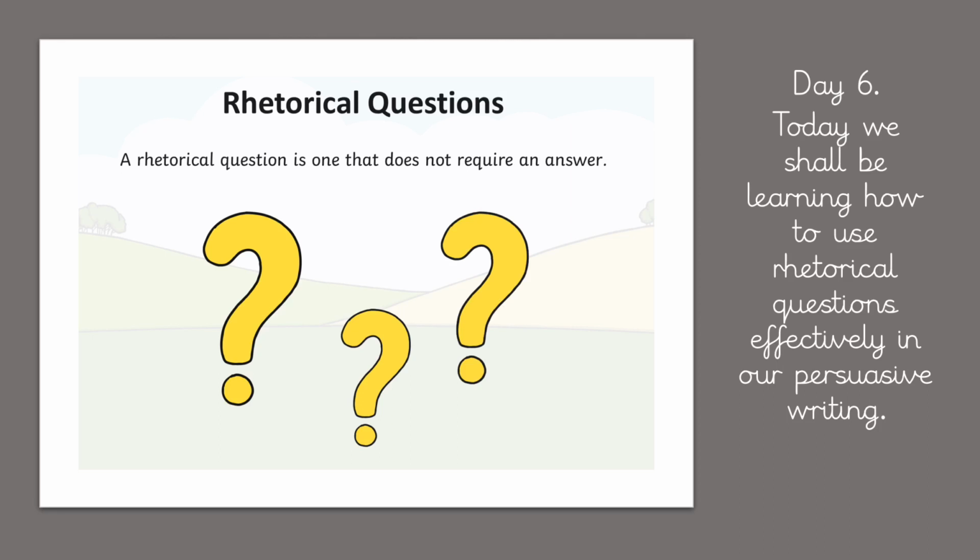So now we move on to our next skill, rhetorical questions. Yesterday we looked at how we would use emotional language with emotional adjectives in different ways. Today we're going to look at rhetorical questions. Now remember, a rhetorical question is one that does not require an answer. It is there to be thought-provoking for the reader and to persuade them that your way of thinking is correct. So the skill for today is how we are going to use rhetorical questions effectively in our persuasive writing.